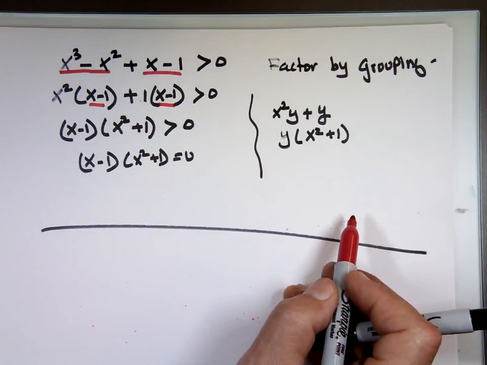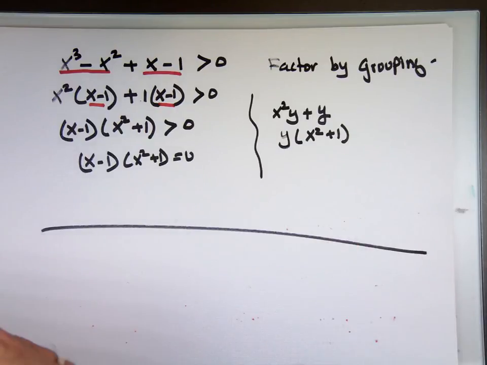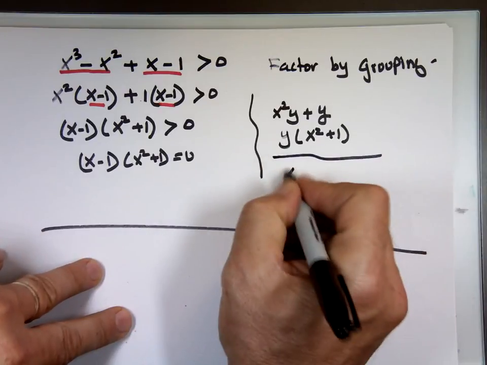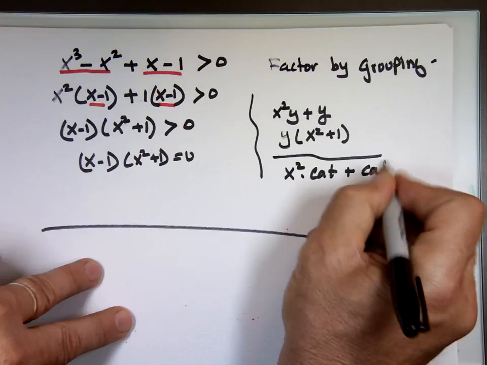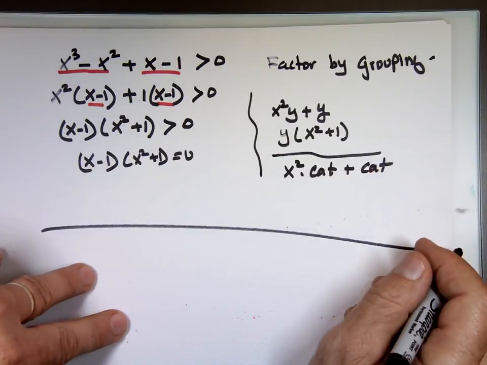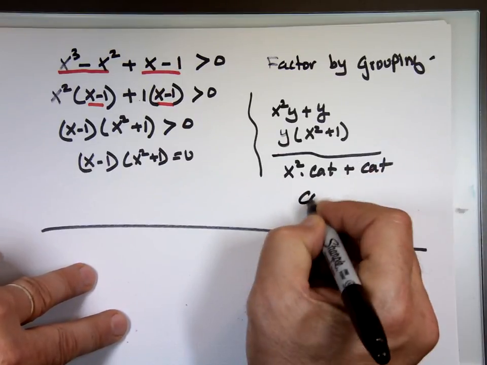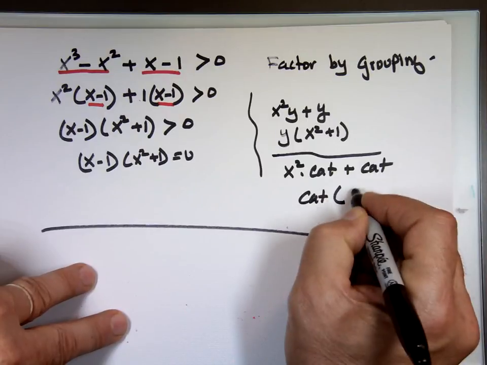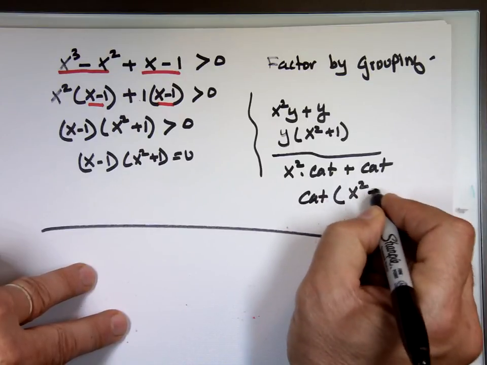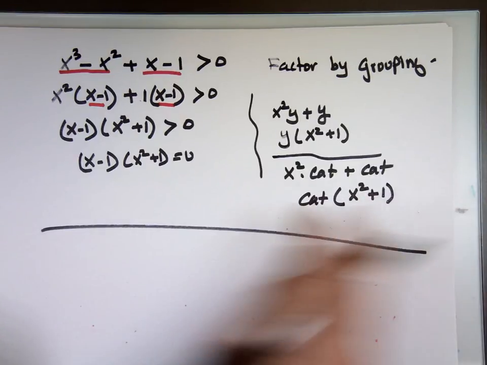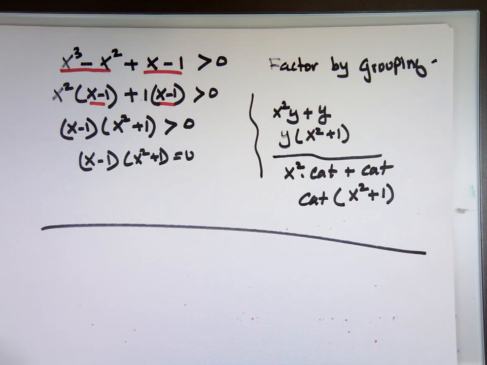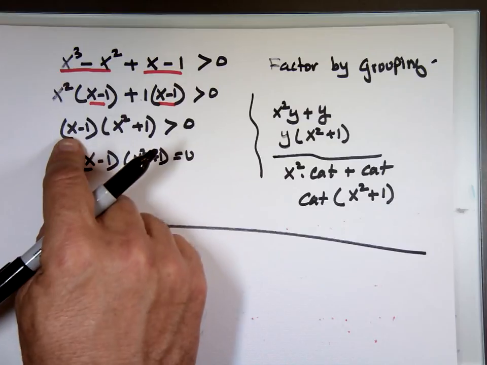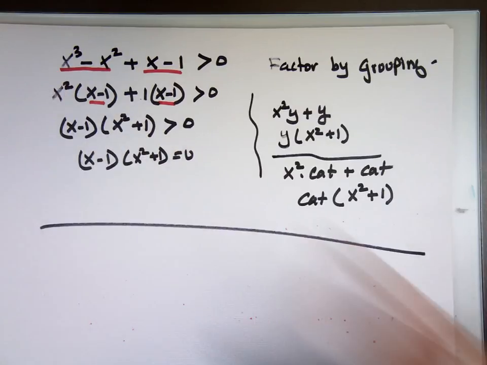Just like if you had x squared times cat plus cat, what do they have in common? The cat. Take the cat out. What's left? X squared plus 1. When you take the whole thing, there's a 1. The cat here is x minus 1, common to both of them. So if you take that out, what's left? X squared plus the 1.